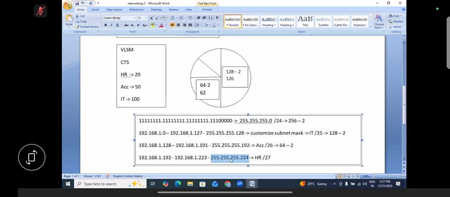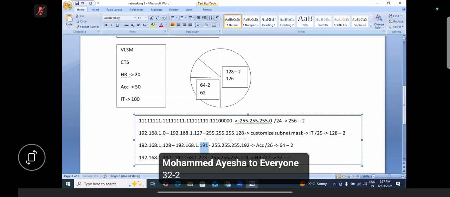Subnet mask 255.255.255.224. And can we write the CIDR like this? /27. /27 means how many? 32 minus 2. One is the network ID, another one is the broadcast ID. Total 30 valid addresses. The previous range ended with 191.